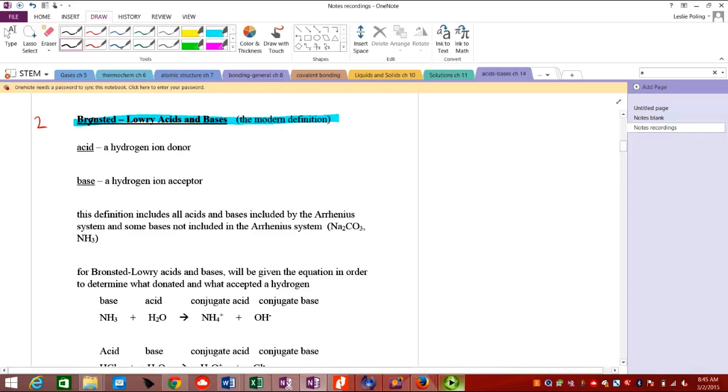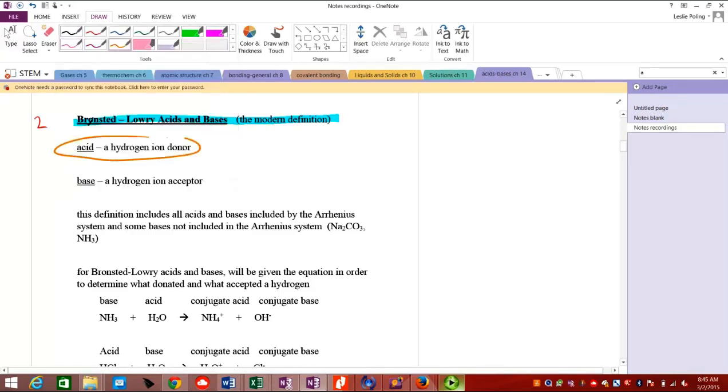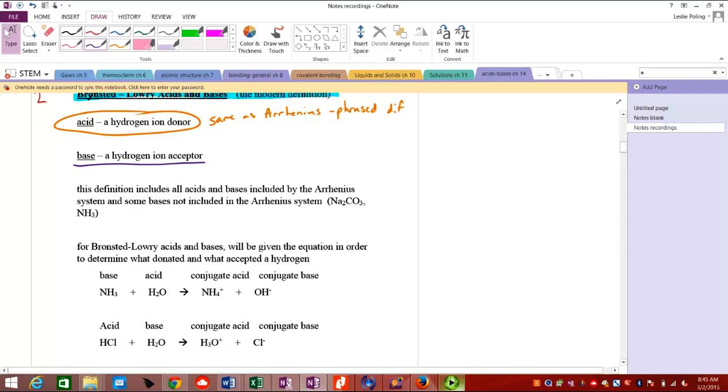So acids are defined as hydrogen ion donors, which is the same as the Arrhenius definition, just phrased a little bit differently. Here's where we have a different one. The base is a hydrogen ion acceptor. Notice it does not need to have an OH in its formula. So this will include everything under the Arrhenius, but then it includes some extra stuff, mostly bases.